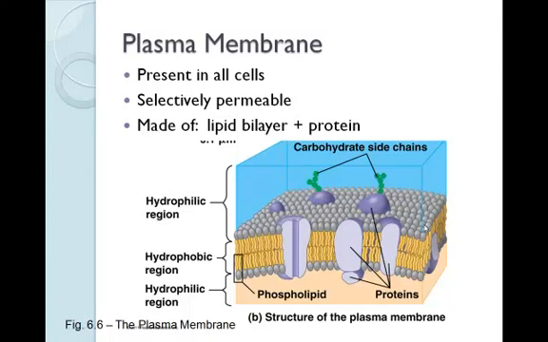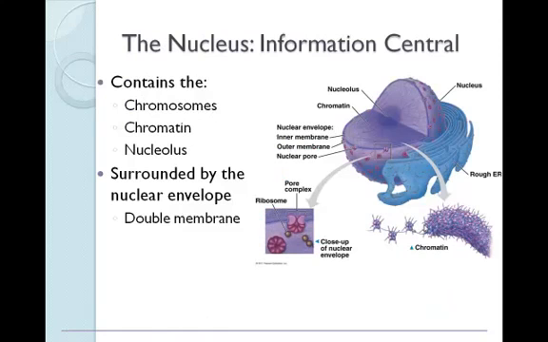The plasma membrane is composed of a bilayer of phospholipid molecules with proteins embedded or floating in the membrane. In our next episode, we'll talk more about membrane structure and the ways that substances cross the membrane.